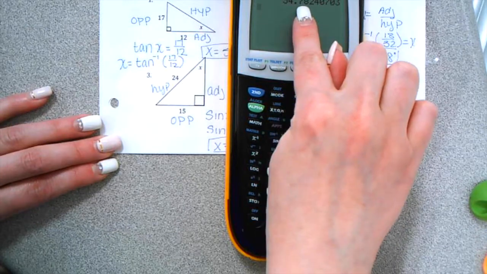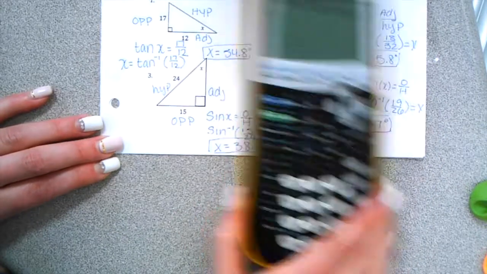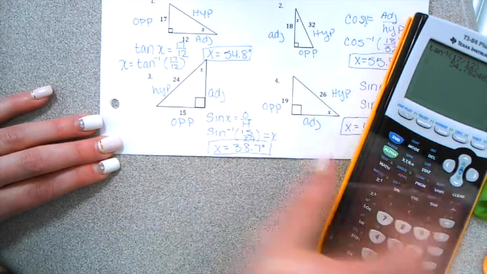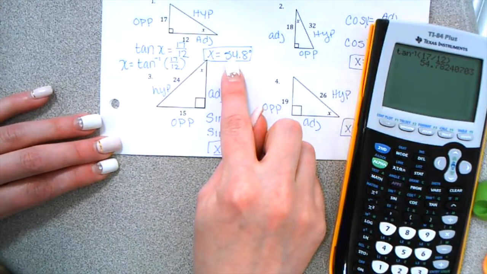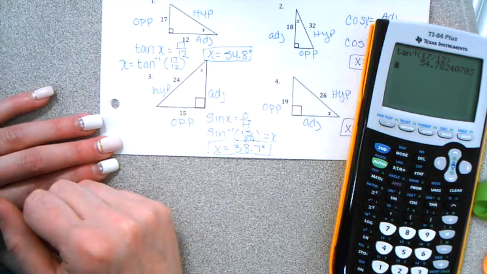We have 54 and 8/10 of a degree. Perfect. You are completely done with that problem.